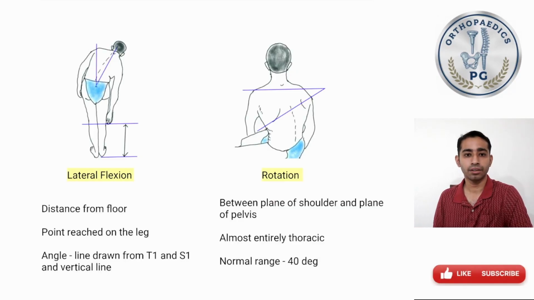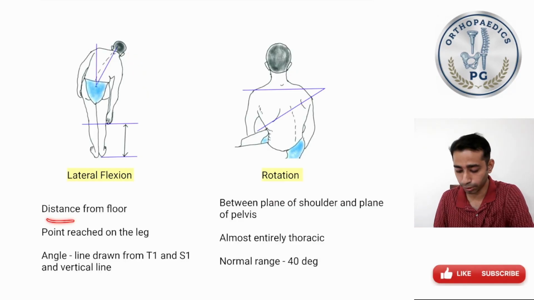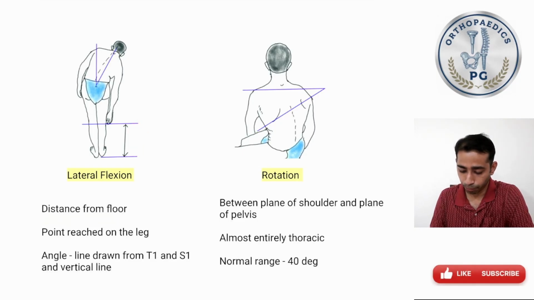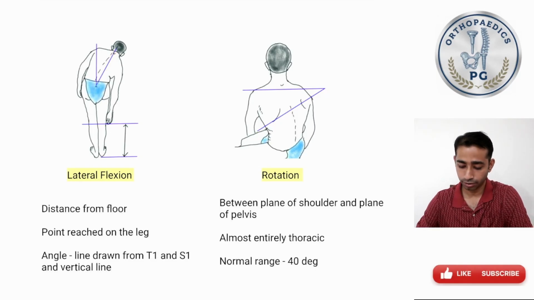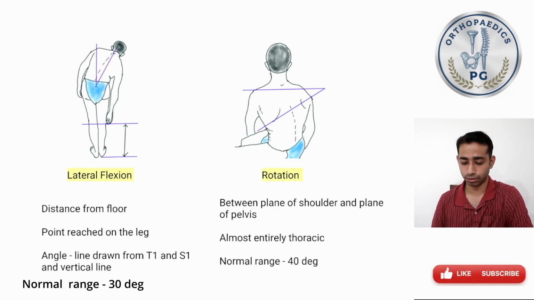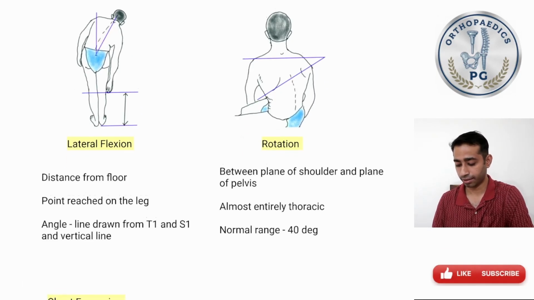For lateral flexion, we ask the patient to bend towards the side. We can measure the distance from the floor. Also, we can describe the point reached on the leg like we described in flexion. And for the angle, we draw a line joining the S1 and T1 and a vertical line. So one limb of goniometer will be placed here, one limb along this line joining the S1 and T1, and the angle that it measures is the lateral flexion.